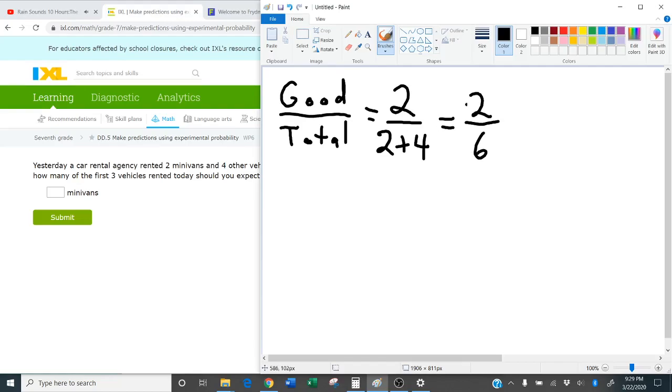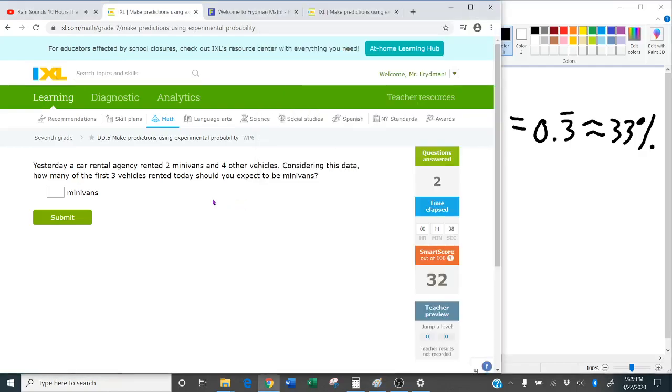Okay, so the probability of somebody walking into the car rental agency and renting a minivan is 2 out of 6, which is 0.3 repeating, or approximately 33%. So about 33% of the vehicles rented are minivans. So the next day, which is today, if 3 people rent vehicles, how many out of those 3 vehicles would we expect to be minivans?